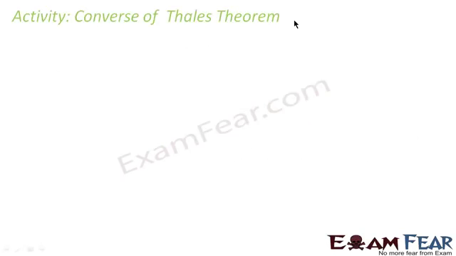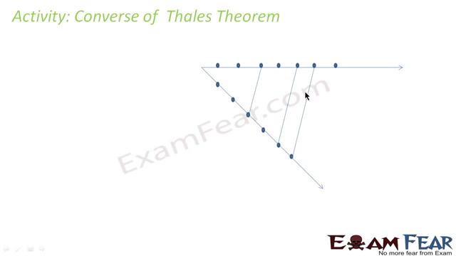Let's try to prove the converse of Thales' theorem. To prove the converse, let's draw these lines. Once we have these lines drawn, let's draw the points, 1 unit each. In this line also let's draw the points. Once we have the points drawn, let's draw the lines. This line is drawn, this line is drawn, and we'll observe that these lines are parallel.